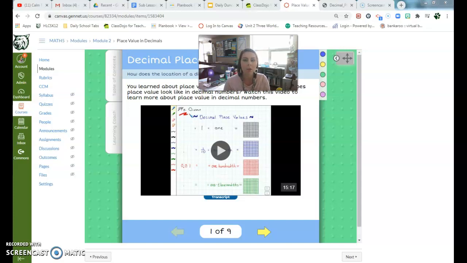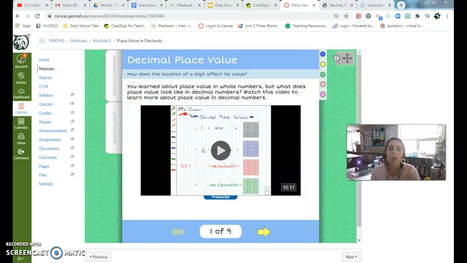So I'm going to start off by explaining a little bit of what we are going to be learning about today. We're going to be learning about decimal place values. We briefly talked about decimal place values back in the fall, back when school first started. It's still fall time. We are going to go back and review different place values that go along with our decimals.